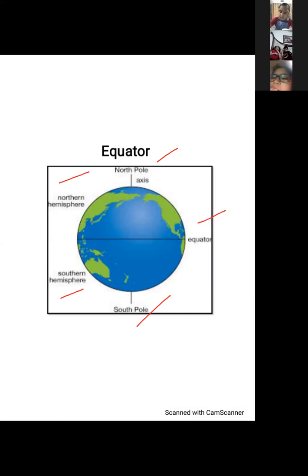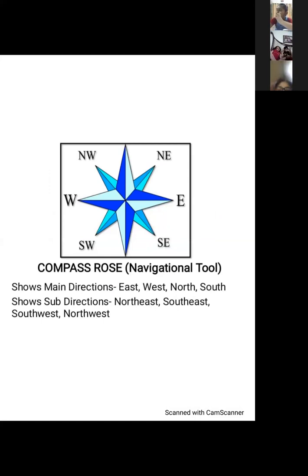Next, children, is the last slide for today, which is a picture of a compass rose. I'm sure by now this concept would be on your tips: north, south, west, east being the cardinal directions, and northwest, northeast, southeast, southwest being the intermediate or the sub directions. All right, children.